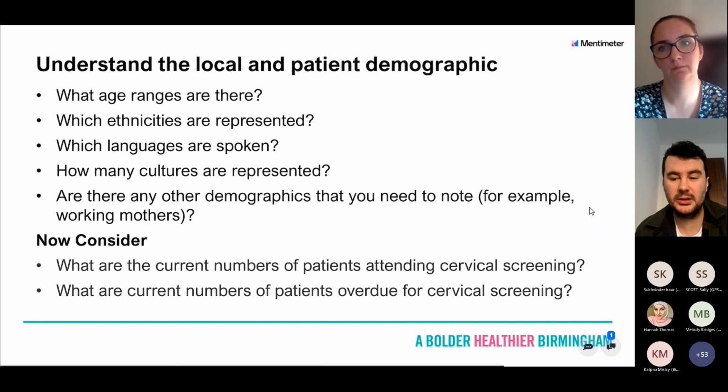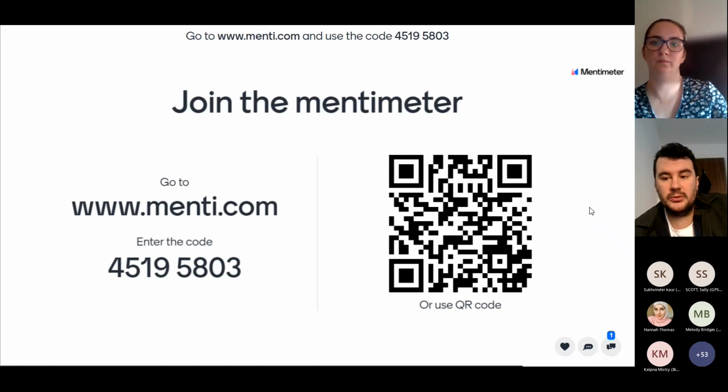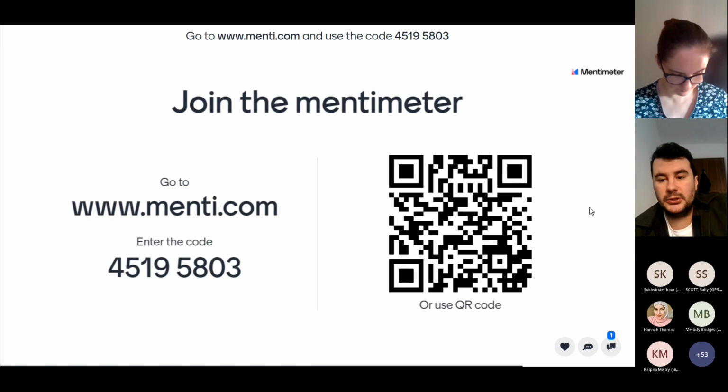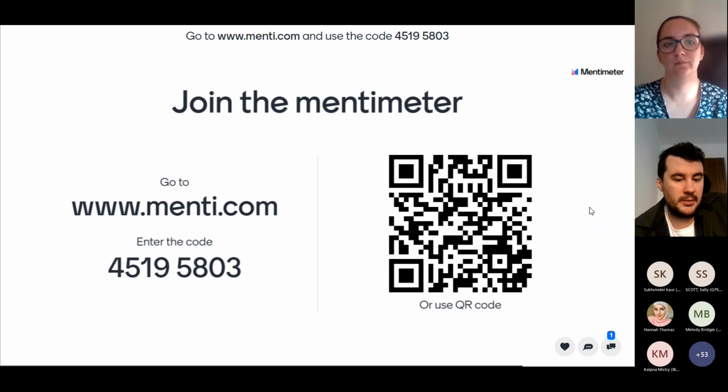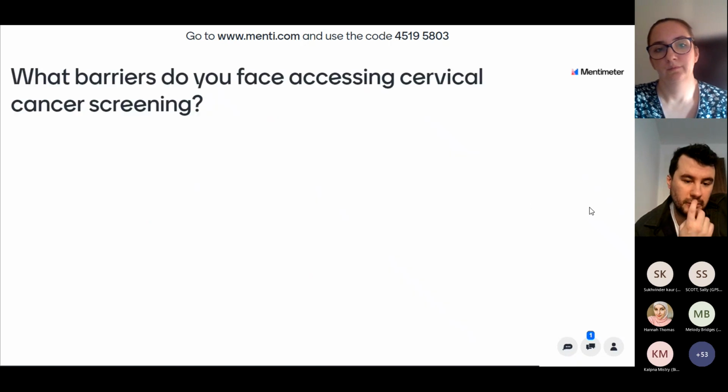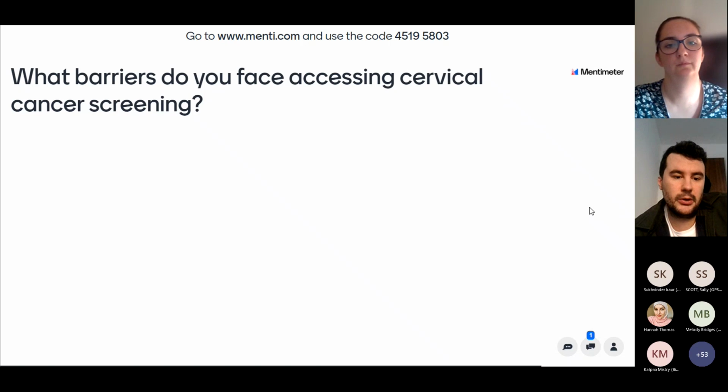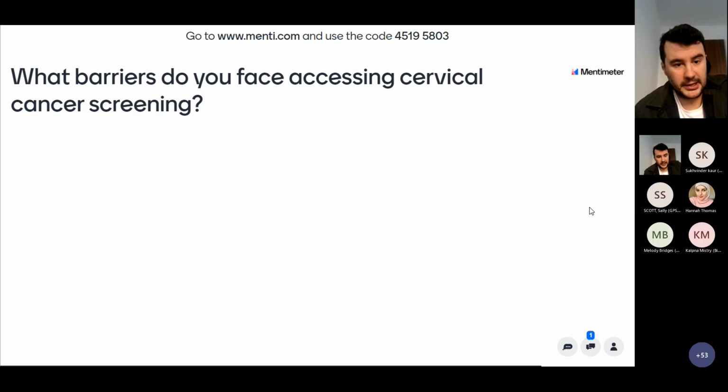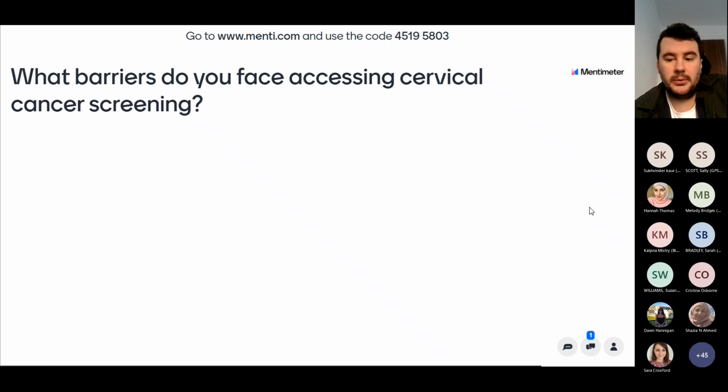If we can just go on to the Menti, because I know we've got a few questions. What we don't want to do is just have a presentation where we talk at you and discuss all the issues without everyone else having the opportunity to input anything. So if we can go on to the first question, and just to remind you, the code is 45195803. We've talked a lot already about barriers that people face. We want to give people the opportunity within this webinar to talk about the barriers they face. If that's any new barriers that we haven't talked about so far, that would be brilliant to input. Equally, if you're reinforcing some of the barriers we've already talked about, that would be great.